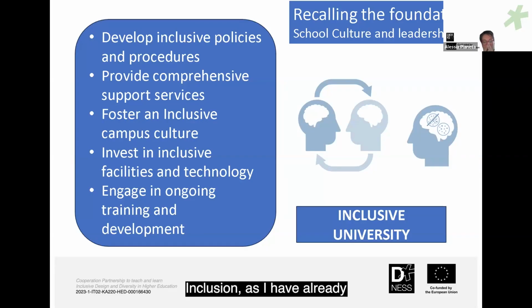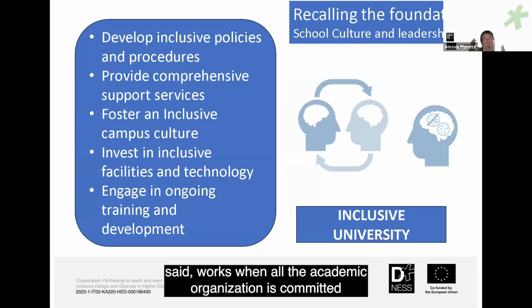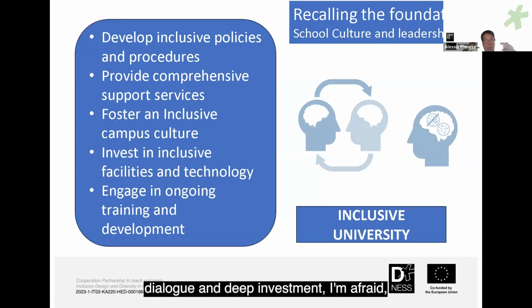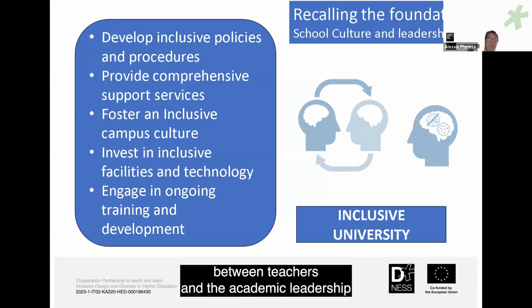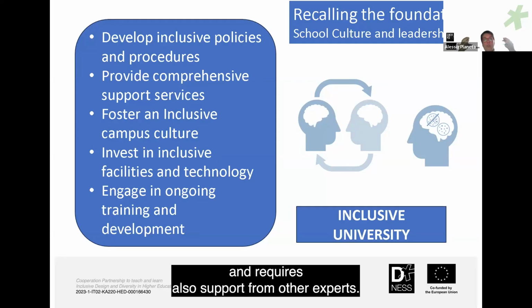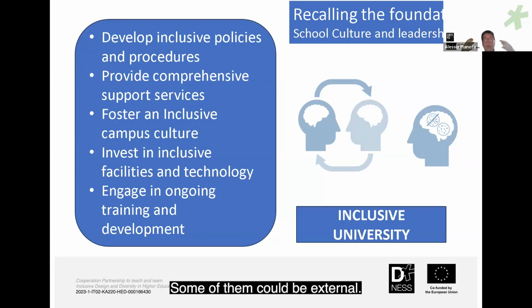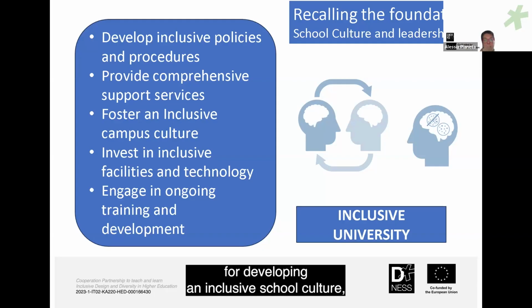Inclusion, as I have already said, works when the whole academic organization is committed and is aware that inclusive design for learning requires dialogue and investment, I'm afraid, between teachers and the academic leadership, and requires also support from other experts. Some of them could be external. I have found the 5 steps for developing an inclusive school culture.